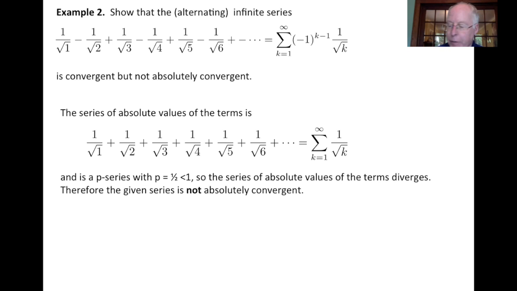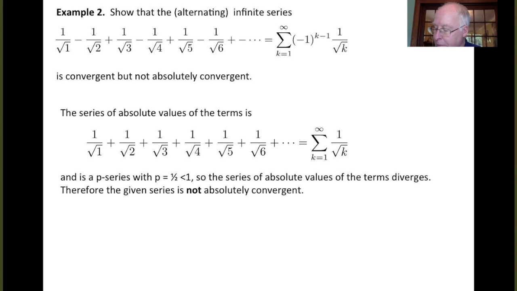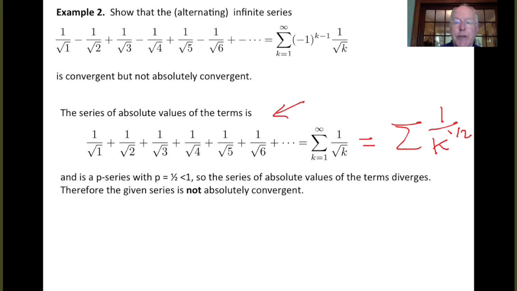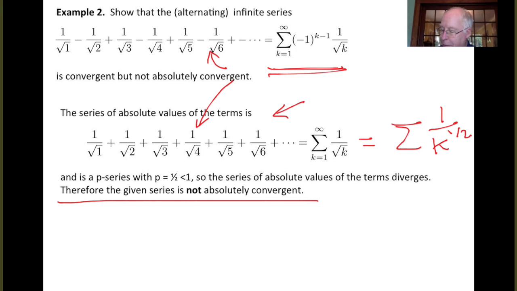So we first take a look at the series of absolute values, as we did before. If we take the absolute values of the terms, we come up with this series, just sums of reciprocals of square roots, which looks like this, or summation 1 over k to the 1/2. And of course, this is a p series with p equal 1/2 less than 1. So we know that this series diverges, and therefore the given series is not absolutely convergent. So if we put absolute value signs around the terms of this series, we get a divergent series. So this series we're looking at is not absolutely convergent.